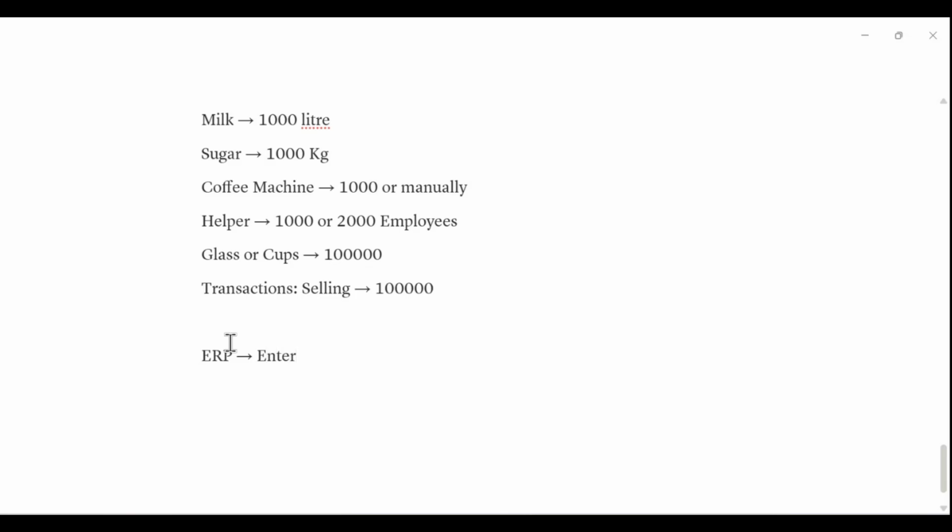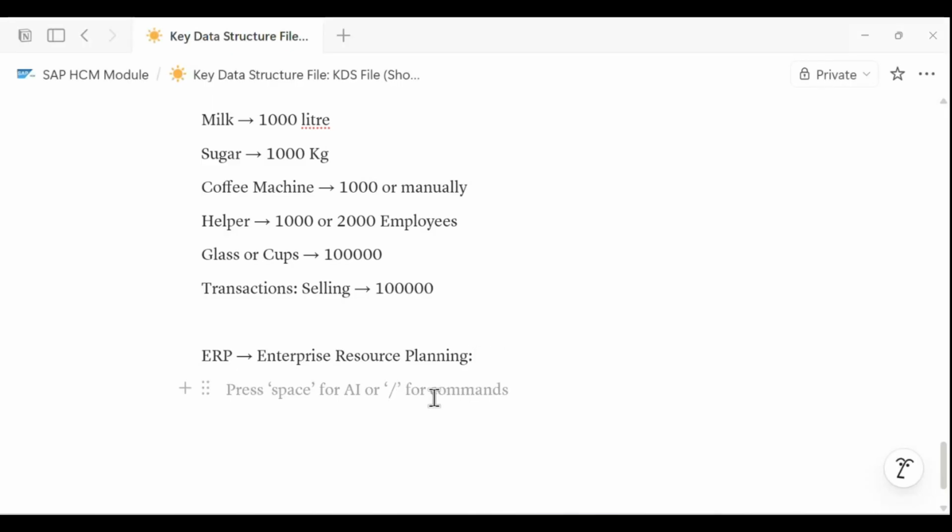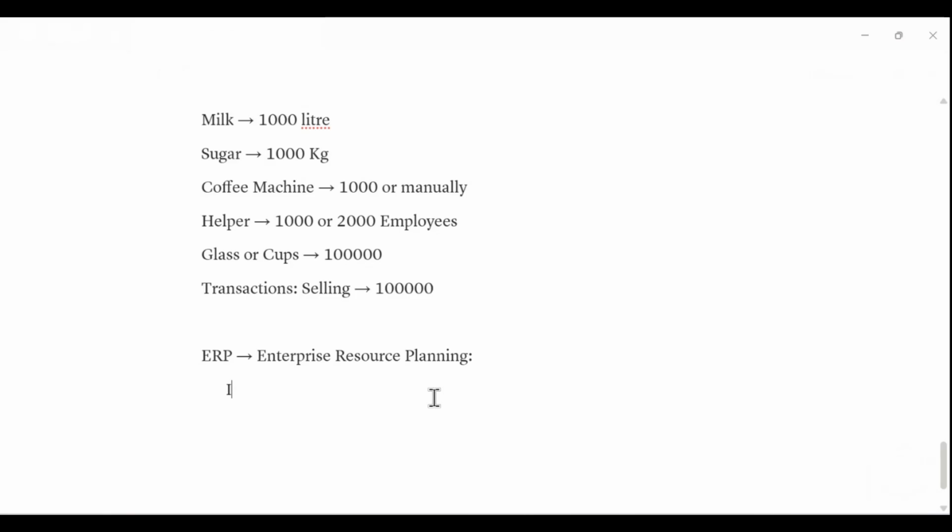ERP software means enterprise resource planning. Enterprise resource planning means how to manage any organization with the help of software. ERP is an integrated software.